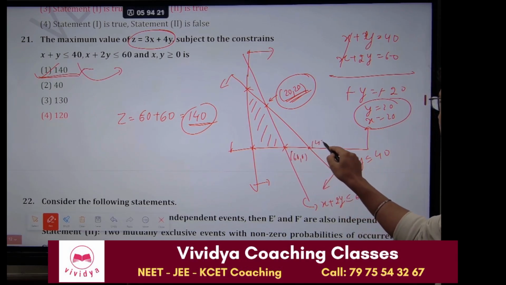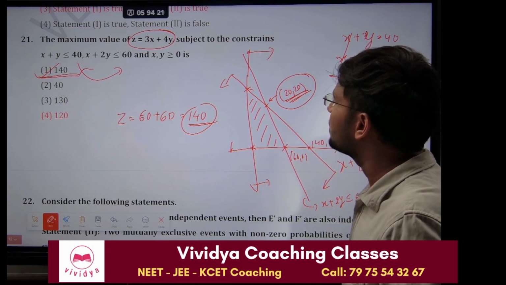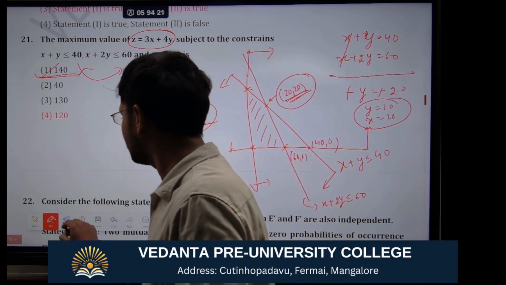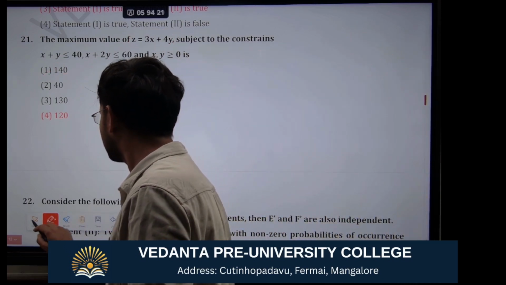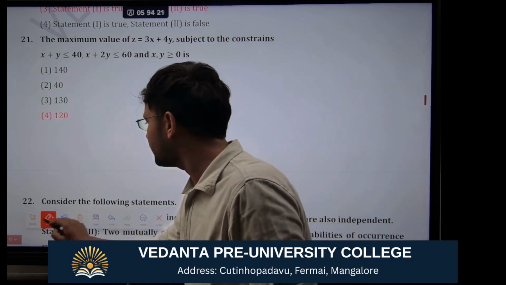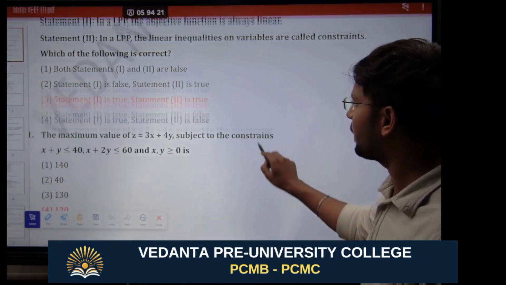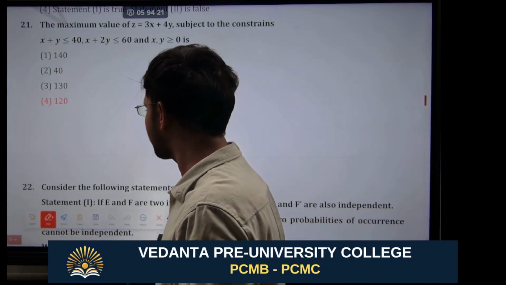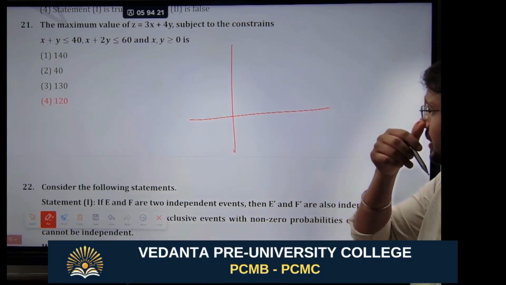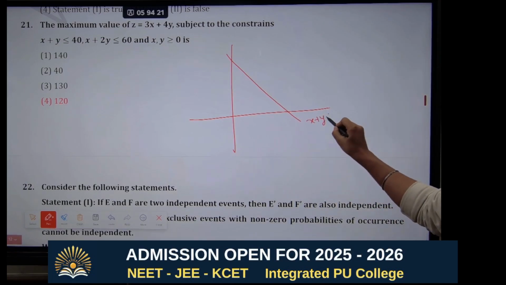The graph is a bit changed. So 60. Hey, what is... we just go through this, okay? Okay, if you want me to solve, okay, let me solve.